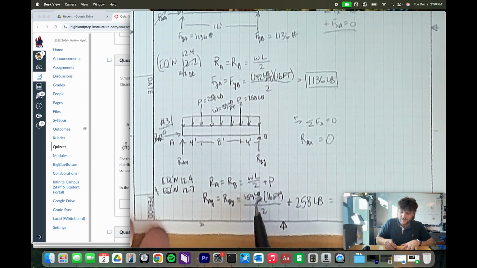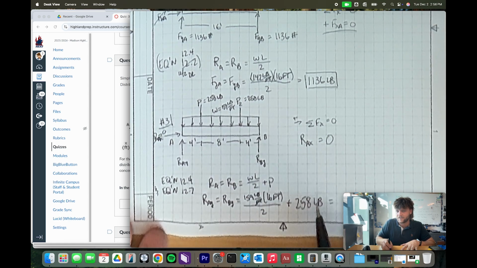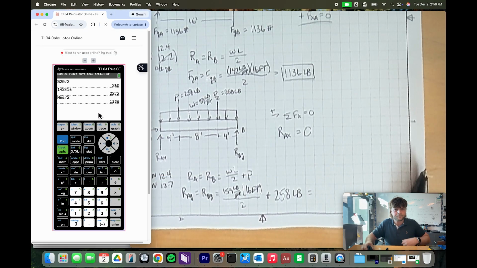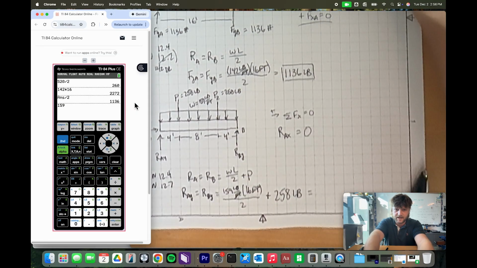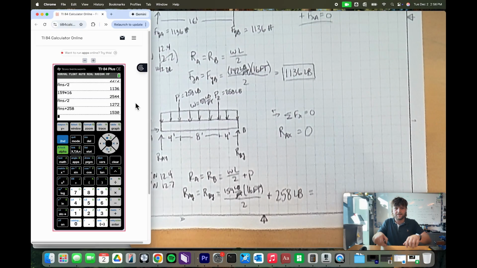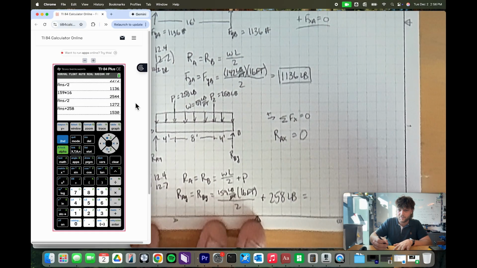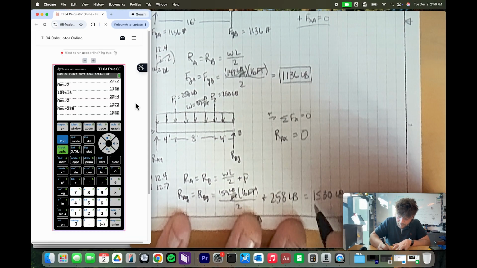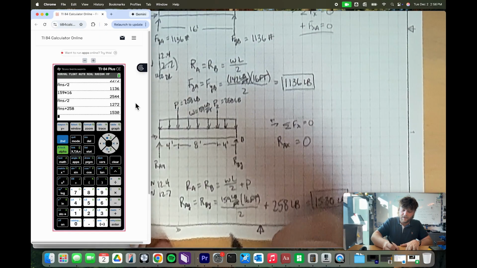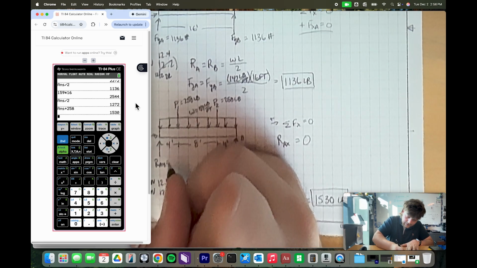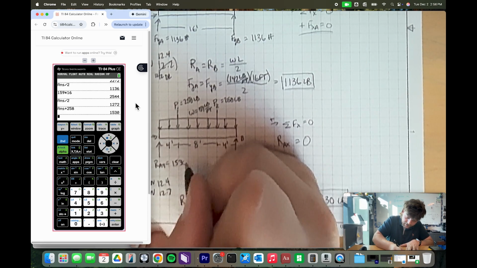Since we have pounds as this unit, we can add on this other value of pounds as well. So let's go ahead and get the TI-84 back up again and punch this in: 159 times 16, that divided by 2, plus 258. That's going to give us the reaction supports. Each of those is going to be equal to 1,530 pounds. So if we pop back up here, we can write this in, 1,530 pounds, and this guy's also equal to 1,530 pounds.